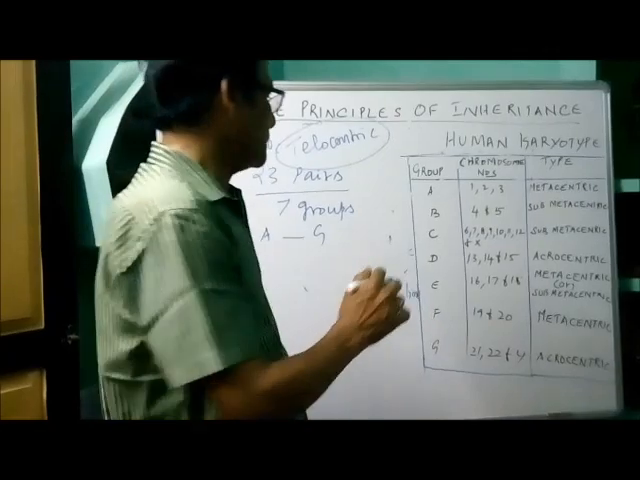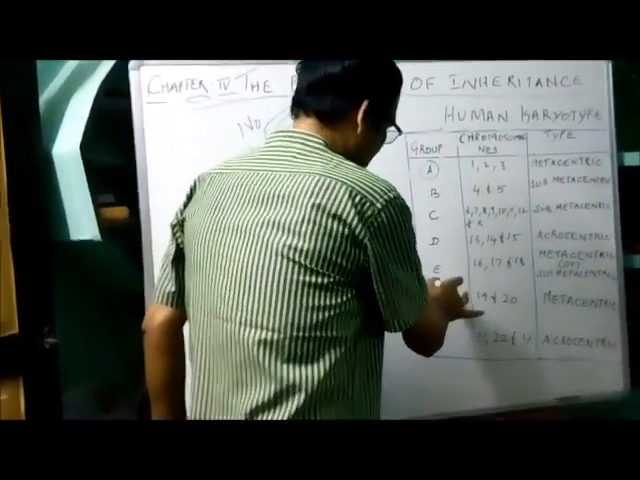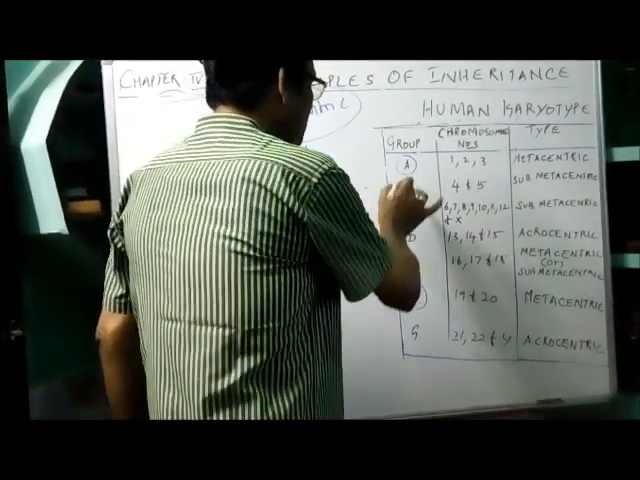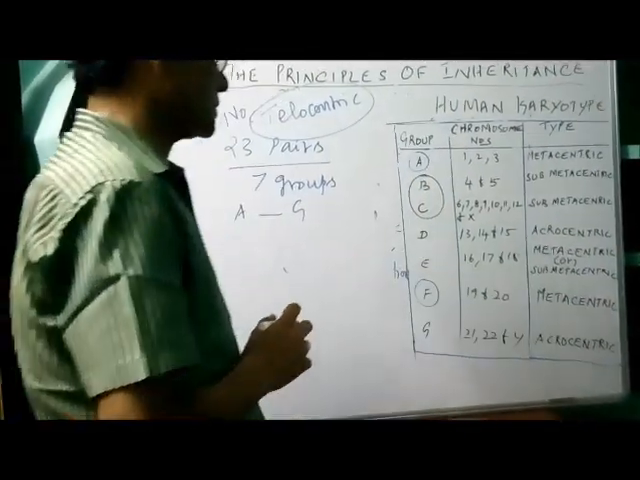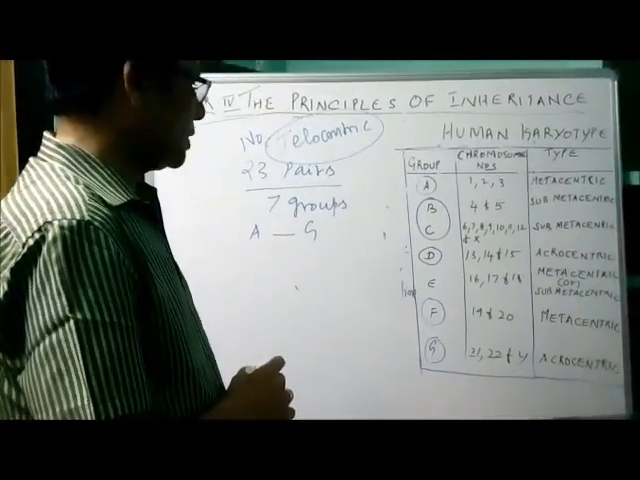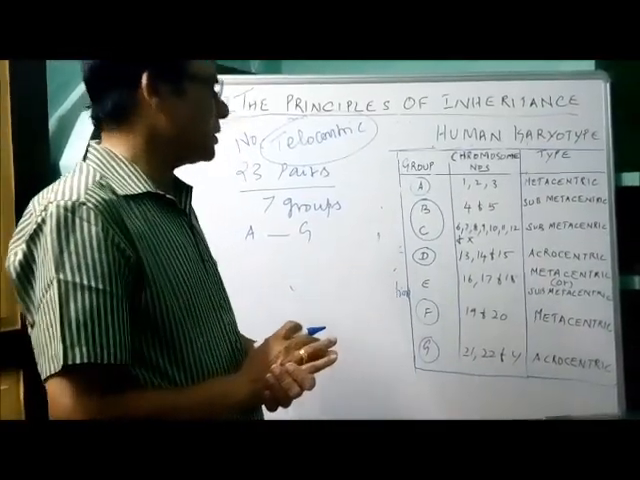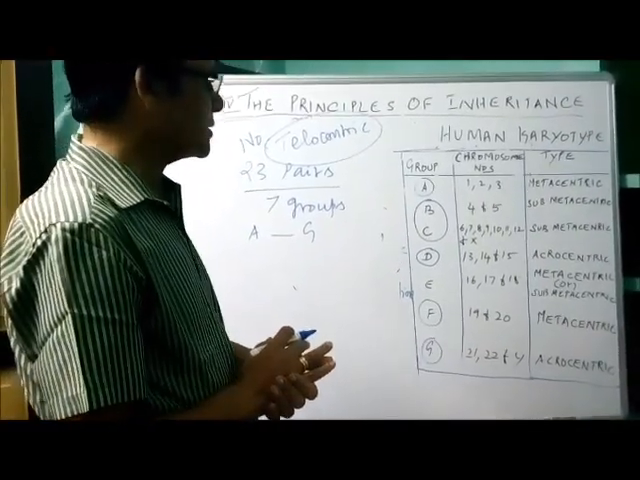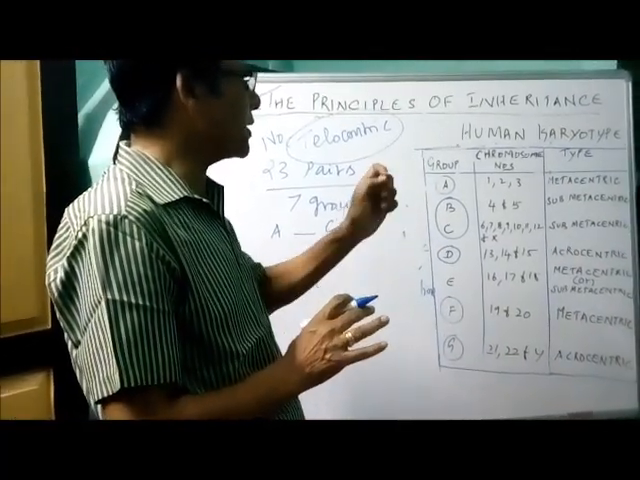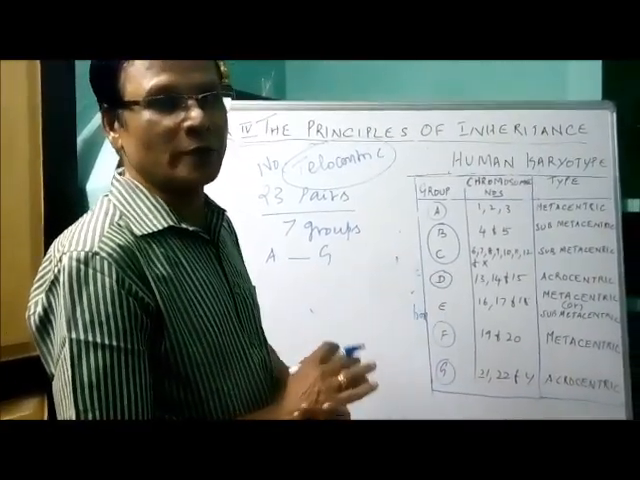So if you consider A and F, they are metacentric. Then C is submetacentric. D and G are acrocentric in nature. Only E includes both metacentric and submetacentric chromosomes. So this is the human karyotype based on the relative length of the arms and the position of the centromere. The following picture shows the ideogram of the human karyotype.